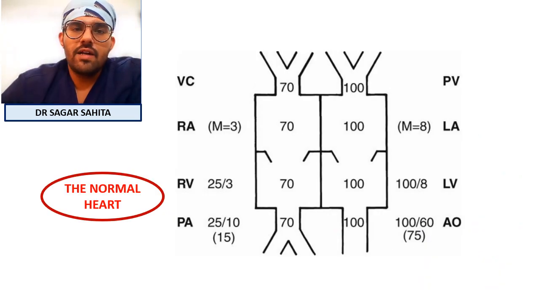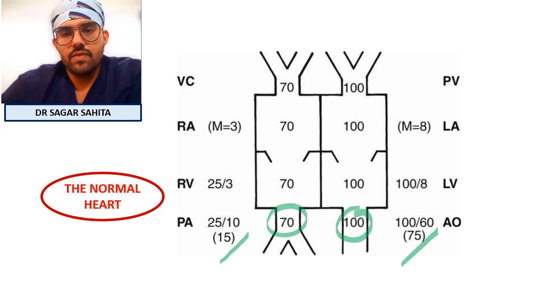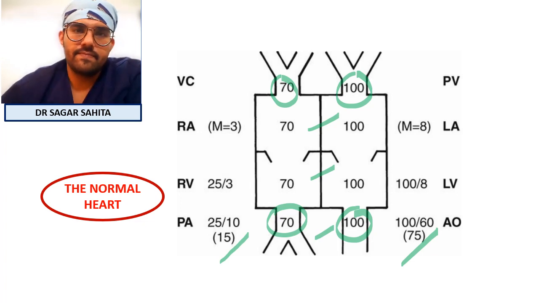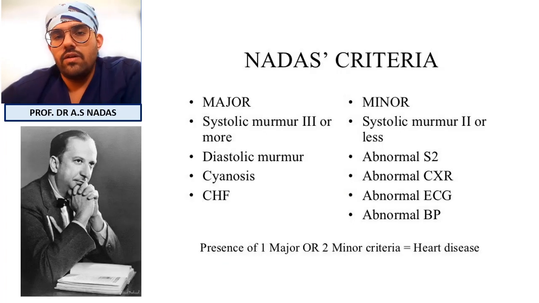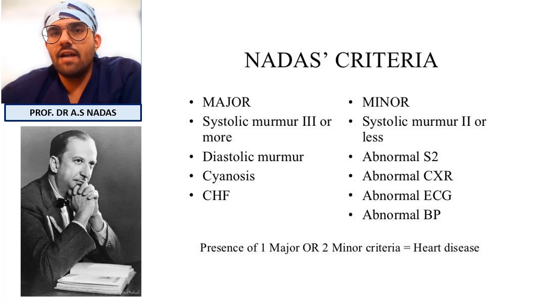In the normal heart, the right-sided pressures are lower than the left-sided pressures. Left-sided saturation is higher than the right-sided saturation, and there is no change in saturation within the right side or the left side. That is, there is no shunting at any level. So you see that every child with congenital heart disease need not necessarily have symptoms at birth. As the child grows older, the symptoms start to emerge.